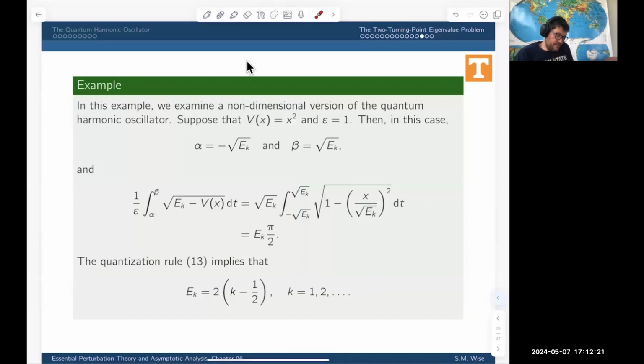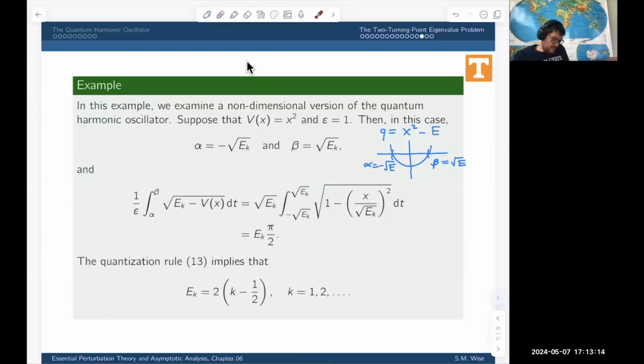Well, in this case, if v is chosen as x squared, then we can right away say what alpha and beta are. Alpha is equal to minus the square root of energy, and beta is equal to the plus square root of the energy. Right? And I've thrown in here that we know already that the energy levels are quantized. Q is equal to x squared minus E, and alpha and beta are determined precisely by setting this equal to 0. So beta is equal to the square root of E, and alpha is equal to minus the square root of E. So that's the setup.